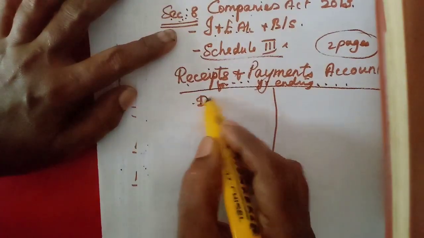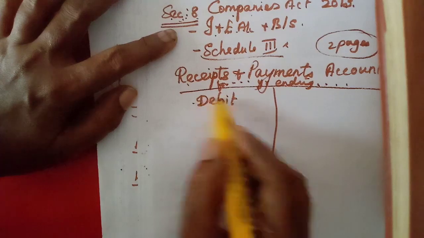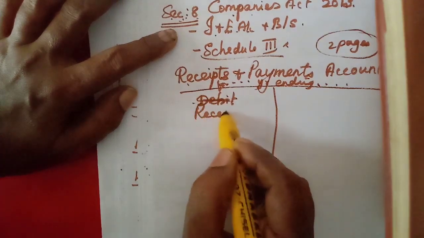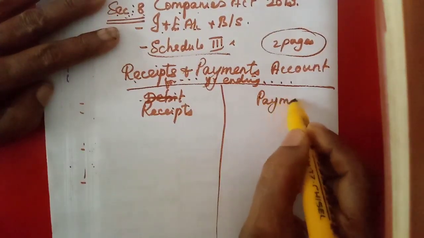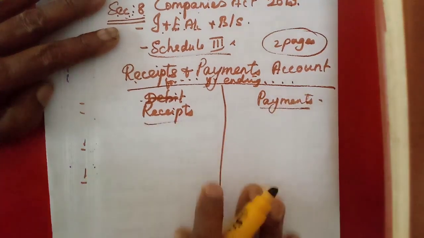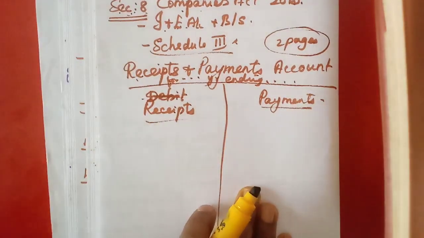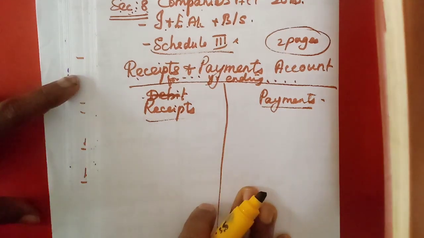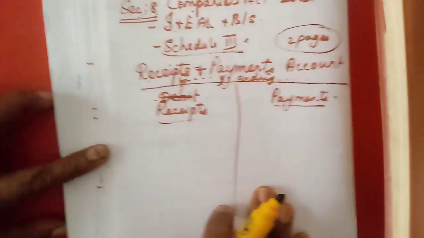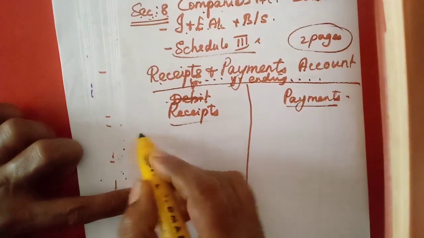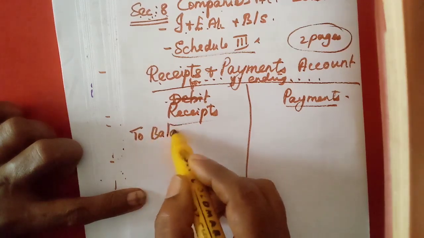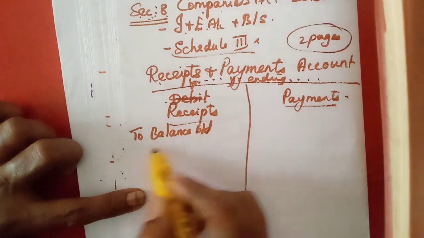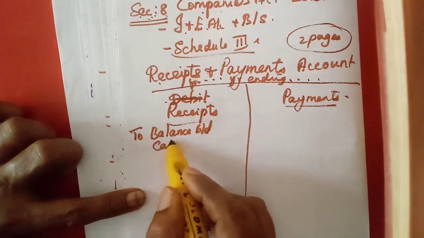In this same way we debit all the receipts. All the receipts we will debit. What goes out, we should credit. All the payments we have to write on the credit side. We will write all the receipts on the debit side, all the payments on the credit side. And it will begin with what? Opening balance. To balance brought down. It begins with the opening balance of cash and bank.